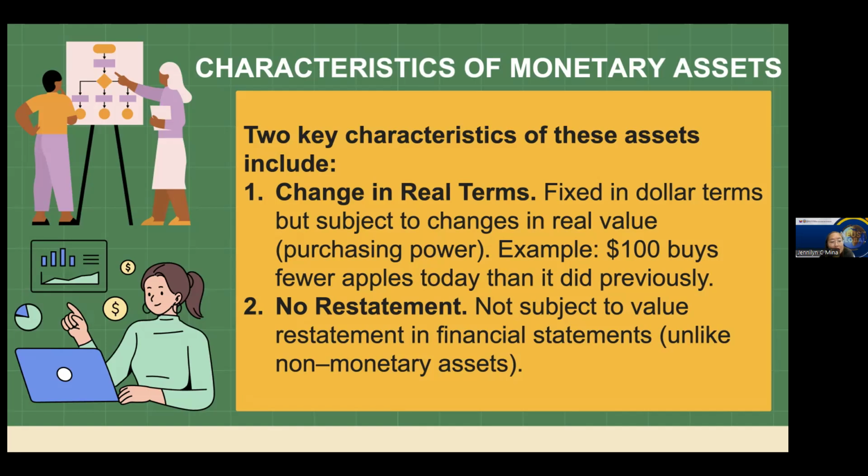For example, if a sari-sari store has 50,000 pesos in bank savings, the amount remains 50,000 pesos in financial records. But if land was bought, let's say, for 500,000 years ago, and it is now worth 1 million pesos, its value would need to be updated.